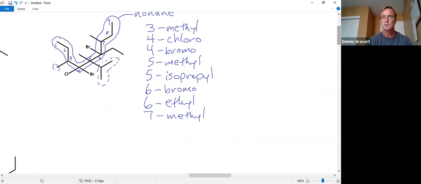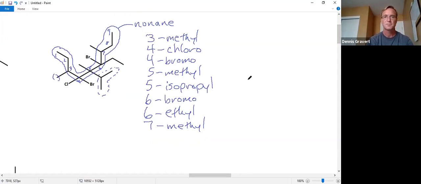Give myself a little more screen space. That works. Cool. I wonder if I'm gonna have enough room. It's a long name. Well, thankfully, every time the same group appears more than once, we only say it once, but we add a di-tri-tetra prefix in front of it. All right, so I got an M, a C, and a B. Ooh, B's probably gonna win. Another M. I have an I. Yes, the iso gets alphabetized. Isopropyl. B. B wins.